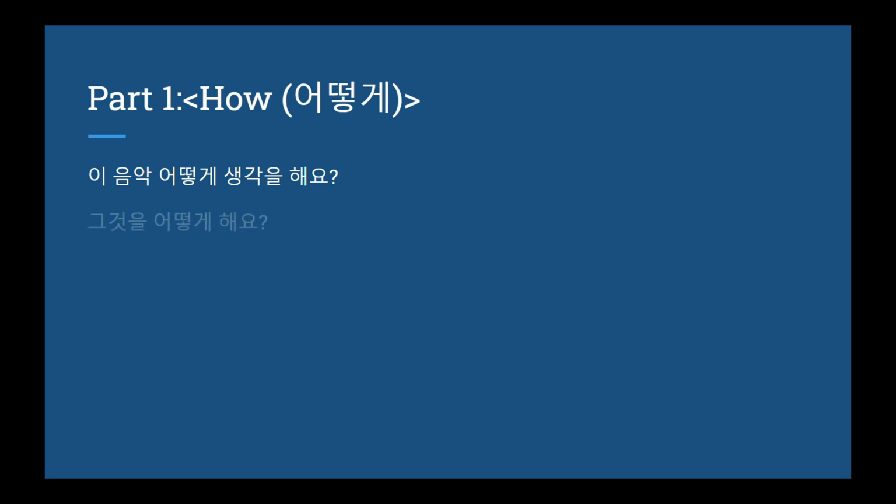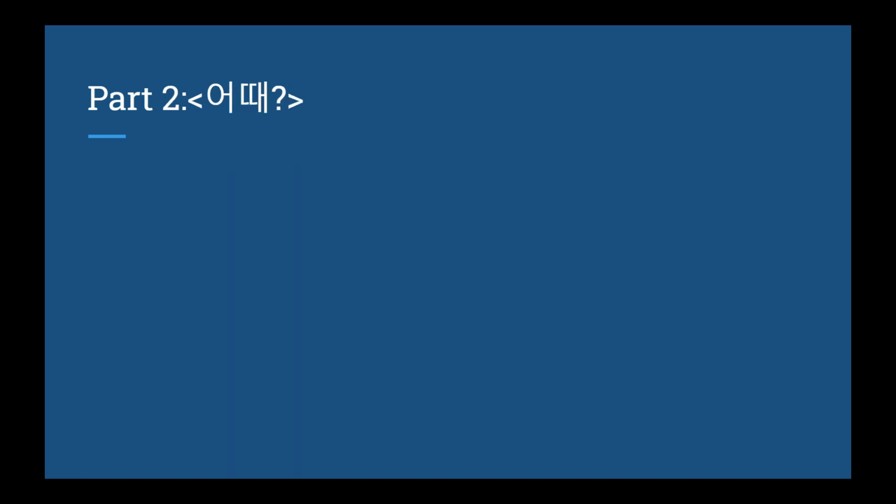Let's look at another example. 그것을 어떻게 해요? How do you do that? Alright, another phrase you'll hear often actually is 어떻게 알았어? How did you know? Alright, now let's look at 어때. 어때 also means how, but it's used in like, how is it? Or how was it? Things like that.